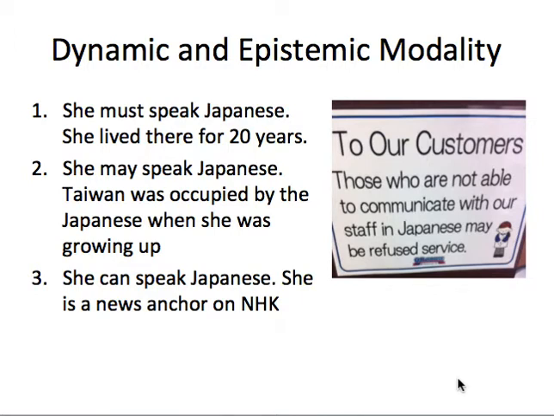When we get to 3, though, we're moving to dynamic modality. She can speak Japanese. She's a news anchor on NHK. Okay, in a sense, we're not basing it upon a factual proposition here. We're supporting the comment that she can speak Japanese with an argument that suggests, yes, that is true. So in 3, she can speak Japanese is dynamic modality.